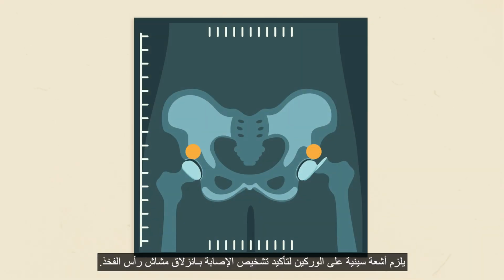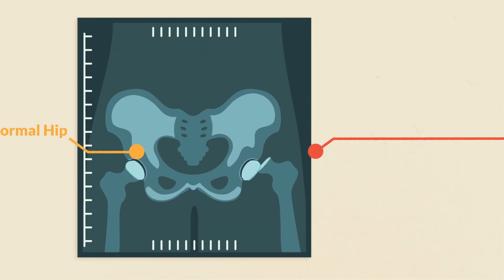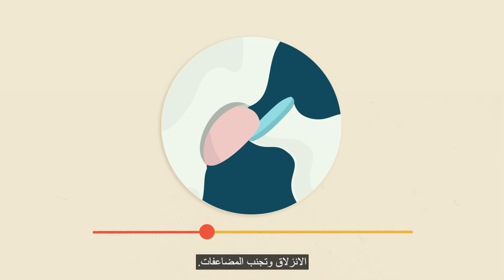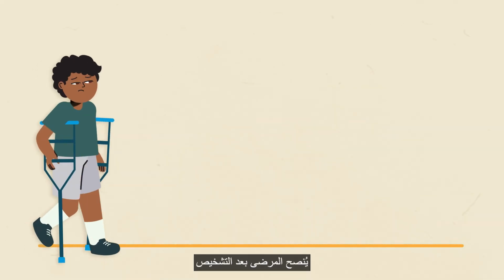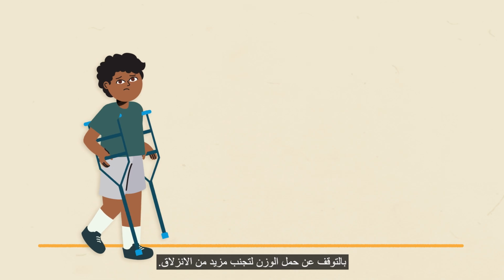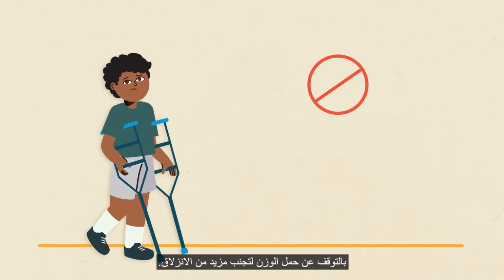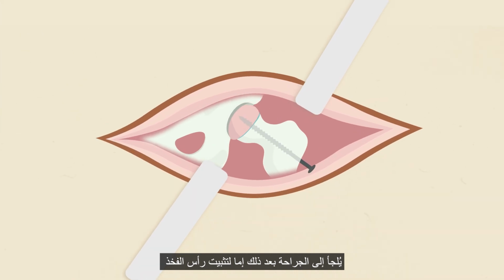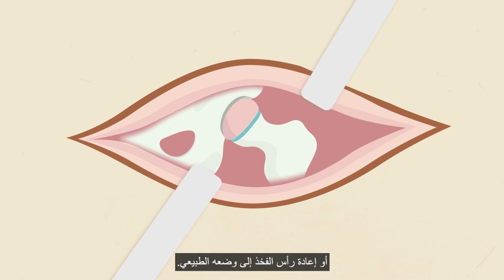X-rays of both hips are needed to confirm diagnosis of SCFE. The goal of treatment is to prevent progression of the slip and avoid complications. After diagnosis, patients are encouraged to stop weight bearing to prevent further slippage. Surgery is then used to either stabilize the femoral head or move the femoral head back into a normal position.